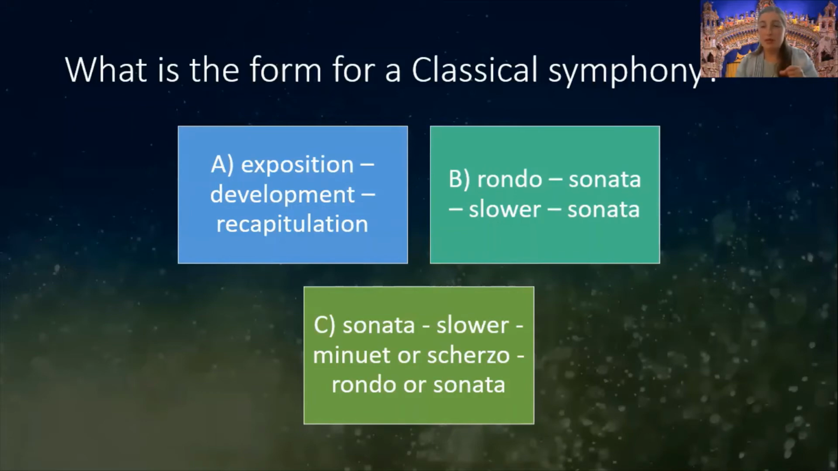Big thing to remember when you take your quiz on Friday is I want you to remember how many parts of the symphony there are, how many movements there are typically. So count it. One of these options has 3, the other 2 have 4. So think about that. That's the number I want you to remember.